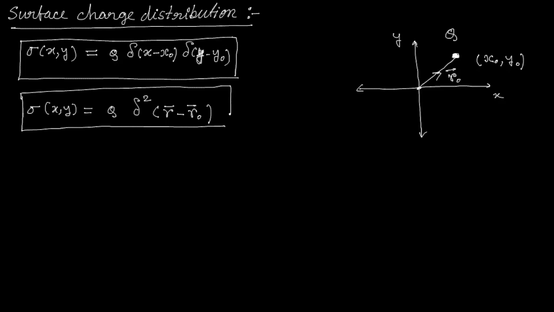Here you can also see the dimension of this charge distribution. A one-dimensional Dirac delta function has dimensions of 1 by length, and in two dimensions it will be 1 by area. So the dimension of this part is 1 by area, and this is charge, so charge per unit area gives you the surface charge distribution. And if we integrate over the whole xy plane, we get the total charge. When you integrate this term over the xy plane, the delta function part gives you 1, so the total charge will be q.